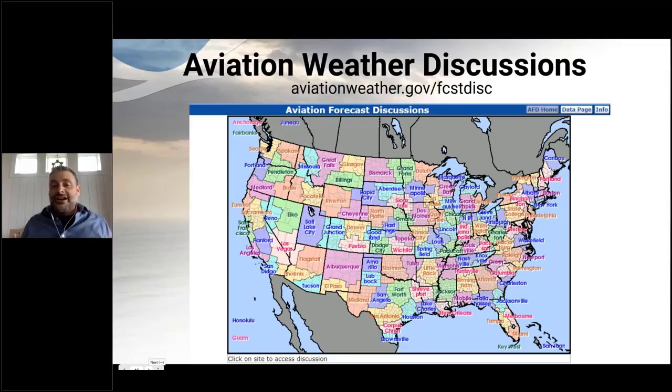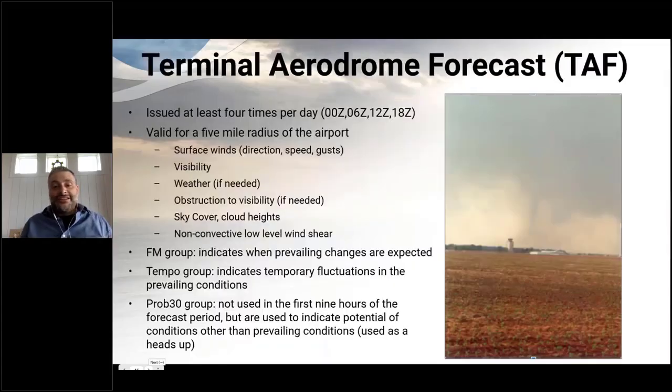Let's go ahead and talk about TAFs now. If we go to the next slide. So TAFs are basically terminal aerodrome forecasts. We issue them at least 4 times a day, and then they're amended as necessary. They are only valid for a 5-mile radius of a particular airport.